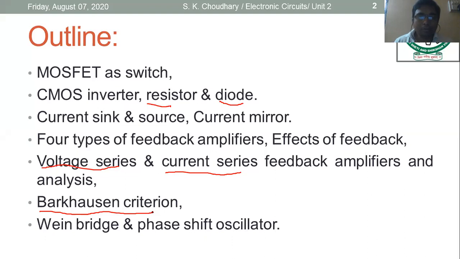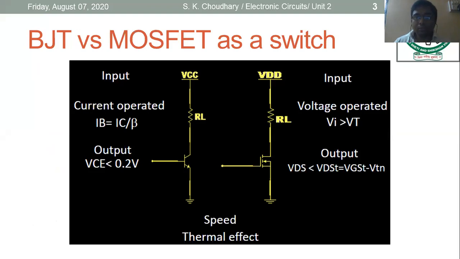Now for today's point, the MOSFET as a switch. Apart from the MOSFET, what other device could be used as a switch? The BJT could also be used as a switch, and in the first unit we have seen the comparison of the BJT and MOSFET as well. So here, a very simple and small comparison has been given for the BJT and MOSFET as a switch.